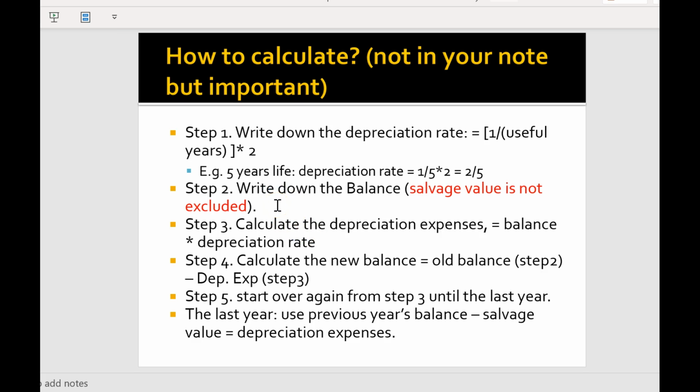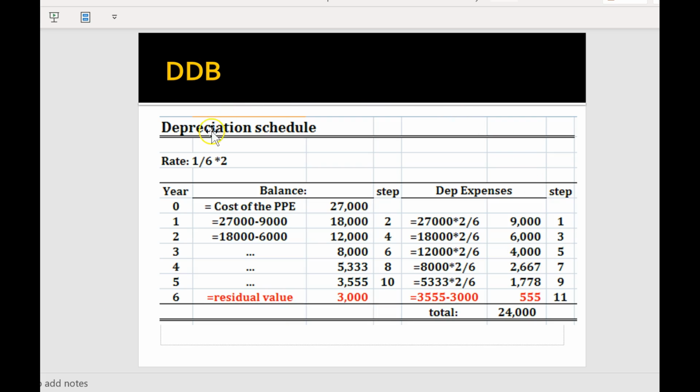The second step, we need to write down the balance of the asset. Now, notice that I do not exclude the salvage value. So I'm going to use a depreciation schedule that looks like this. I'm going to write down the rate, which is 2/6, and then starting from the beginning balance of the asset, that is 27,000.